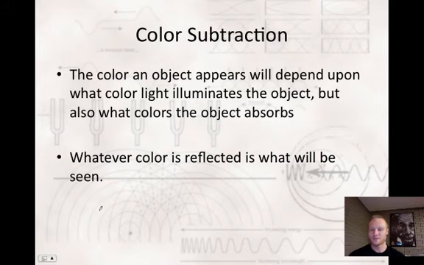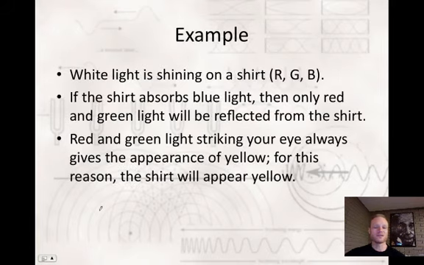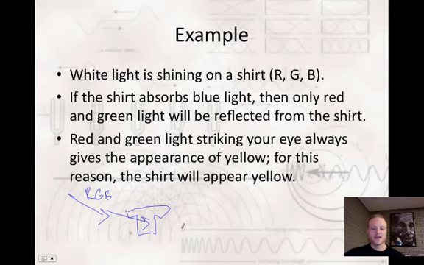An example will be helpful here. Let's say you have white light shining on a shirt. It's red, green, and blue, or ROY G. BIV, whichever you prefer. Here's my shirt. This white light hits the shirt, and the shirt absorbs blue light. Only red and green are reflected from the shirt. So coming off the shirt, you have red plus green.